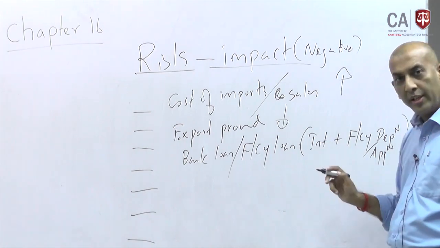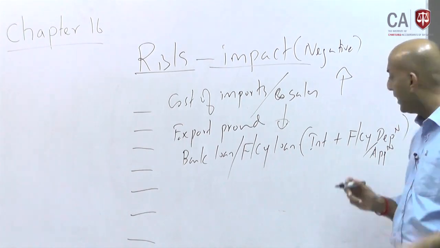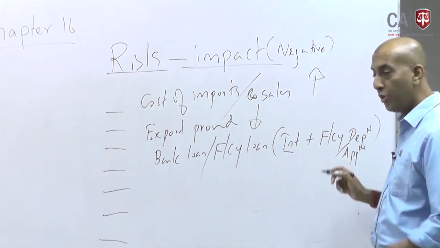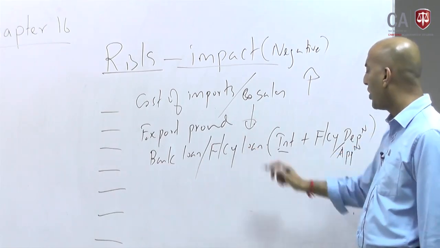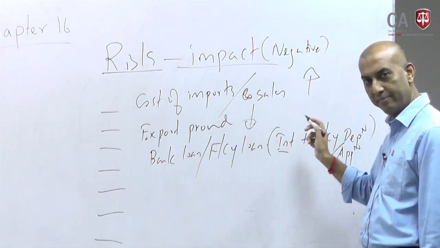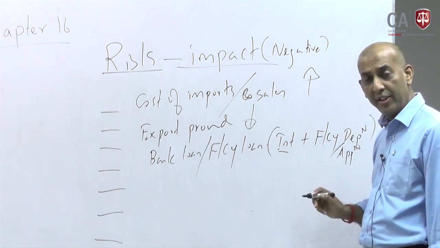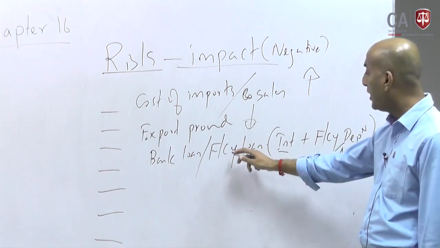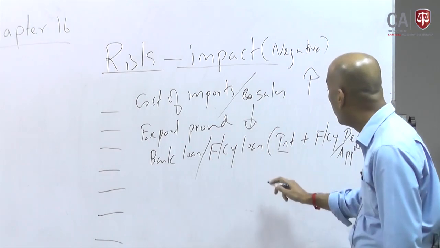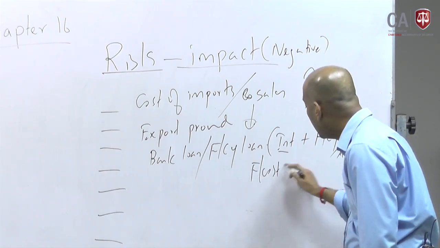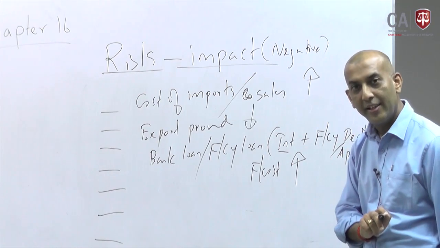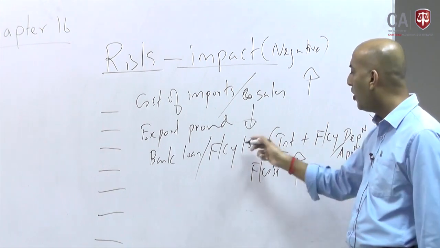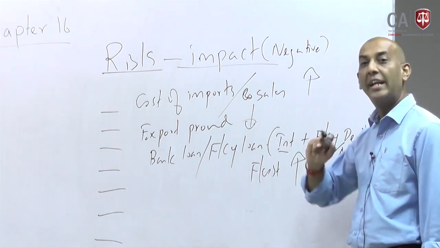Foreign currency loans, your finance cost or cost of capital is interest plus foreign currency depreciation or appreciation, both together. So you need to understand that for a bank loan or foreign currency loan, this is your cost. If the Sri Lanka rupee is depreciating, your foreign currency depreciation is more. Then your finance cost increases on the bank loan, foreign currency loan. So please note, the exchange rate risk impacts your foreign currency loans, and finance cost increases.